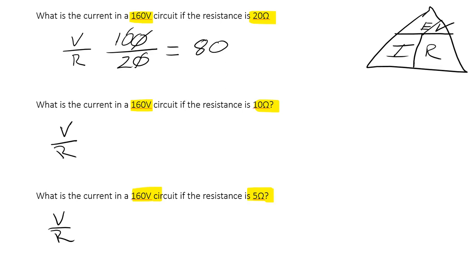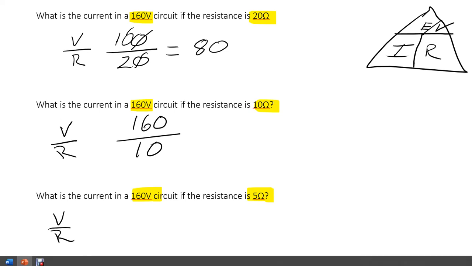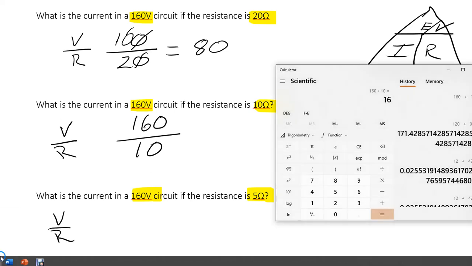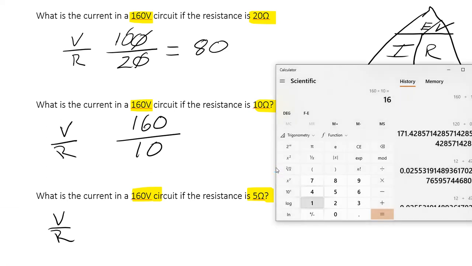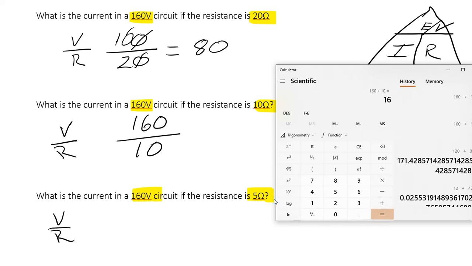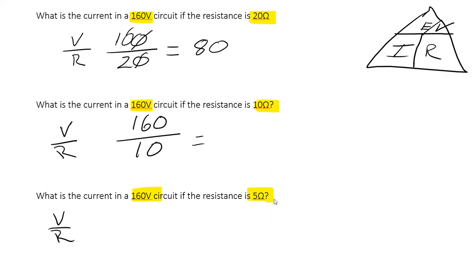Okay, so in this one I have my voltage of 160, and I have a resistance of 10. So 160 divided by 10 equals 16. The answer for this one is 16 amps, just like this was 80 amps, because I'm looking for current.